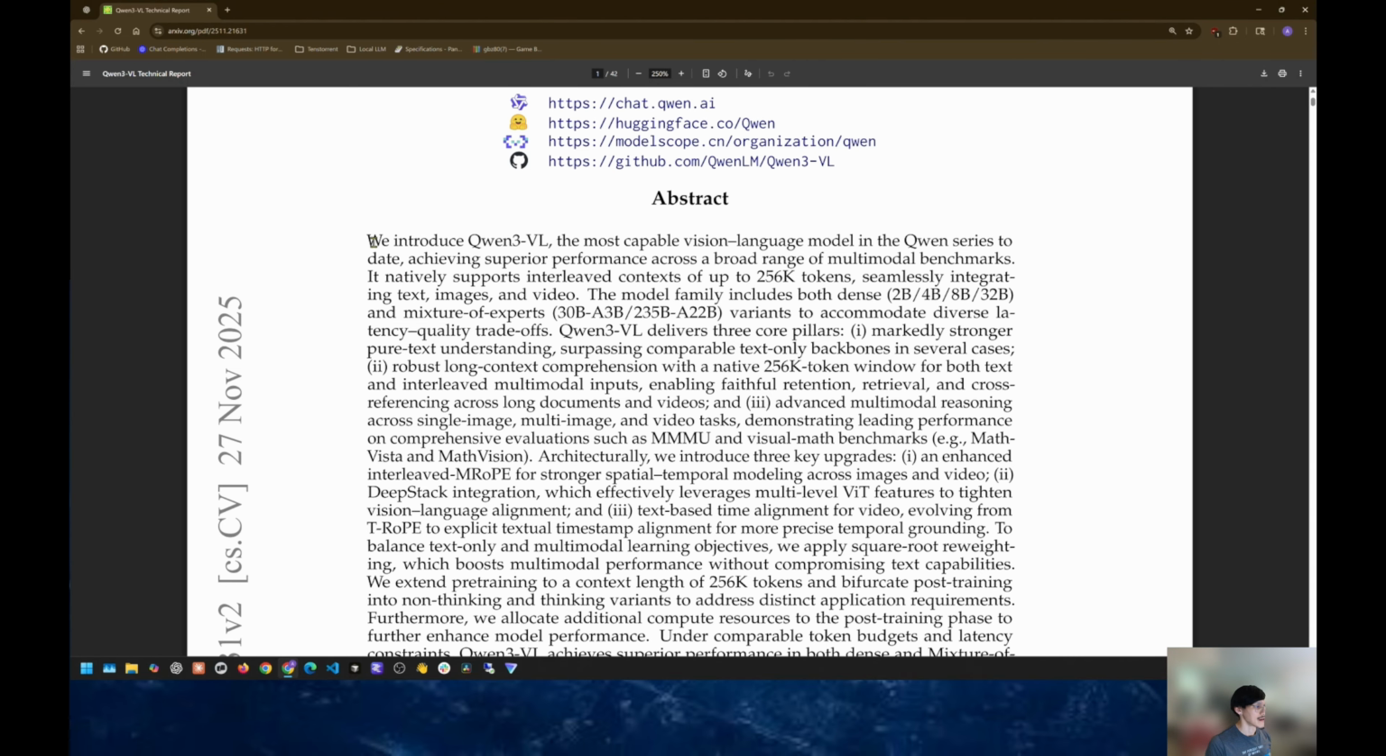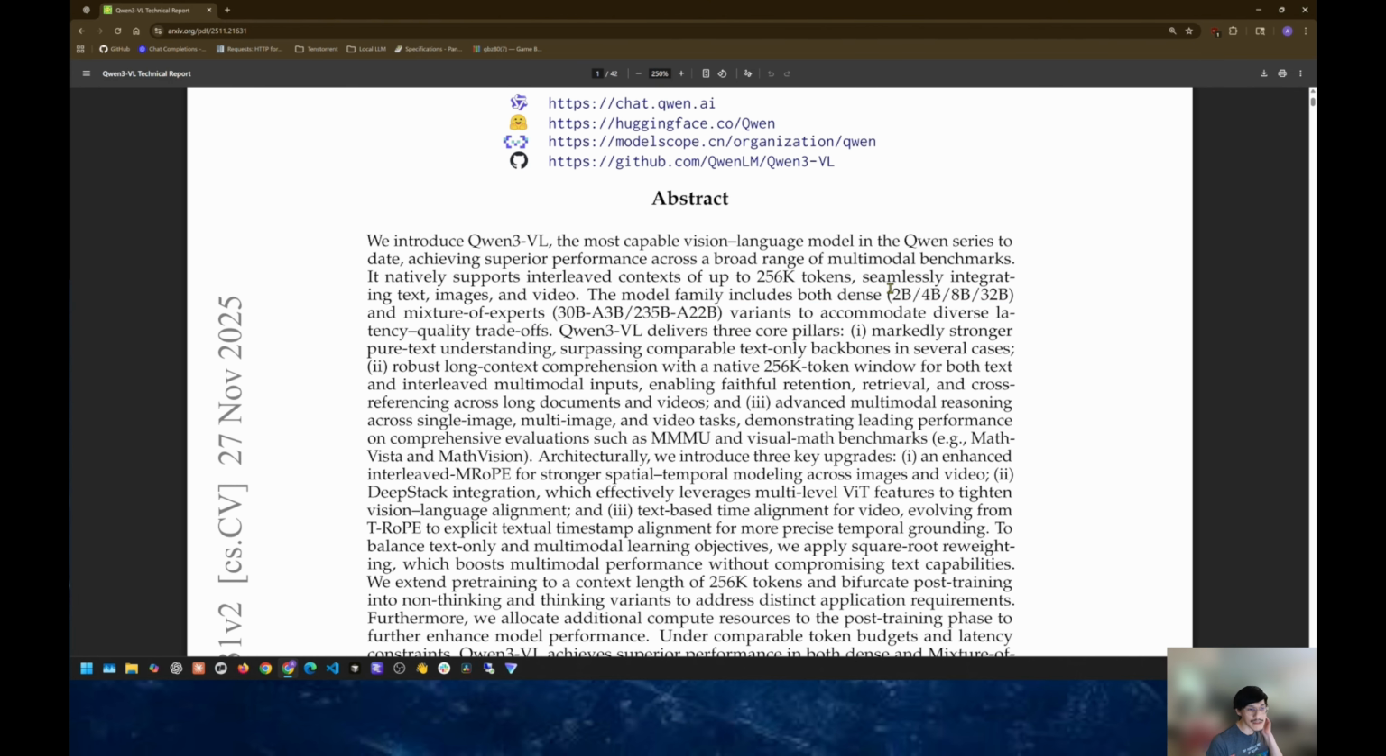Abstract. We introduced Qwen3 VL, the most capable vision language model in the Qwen series to date, achieving superior performance across a broad range of multimodal benchmarks. It natively supports interleaved context of up to 256K tokens, seamlessly integrating text, images, and video. The model family includes both dense 2B, 4B, 8B, and 32B, and mixture of experts 30B A3B, and 235B A22B variants to accommodate diverse latency and quality trade-offs.